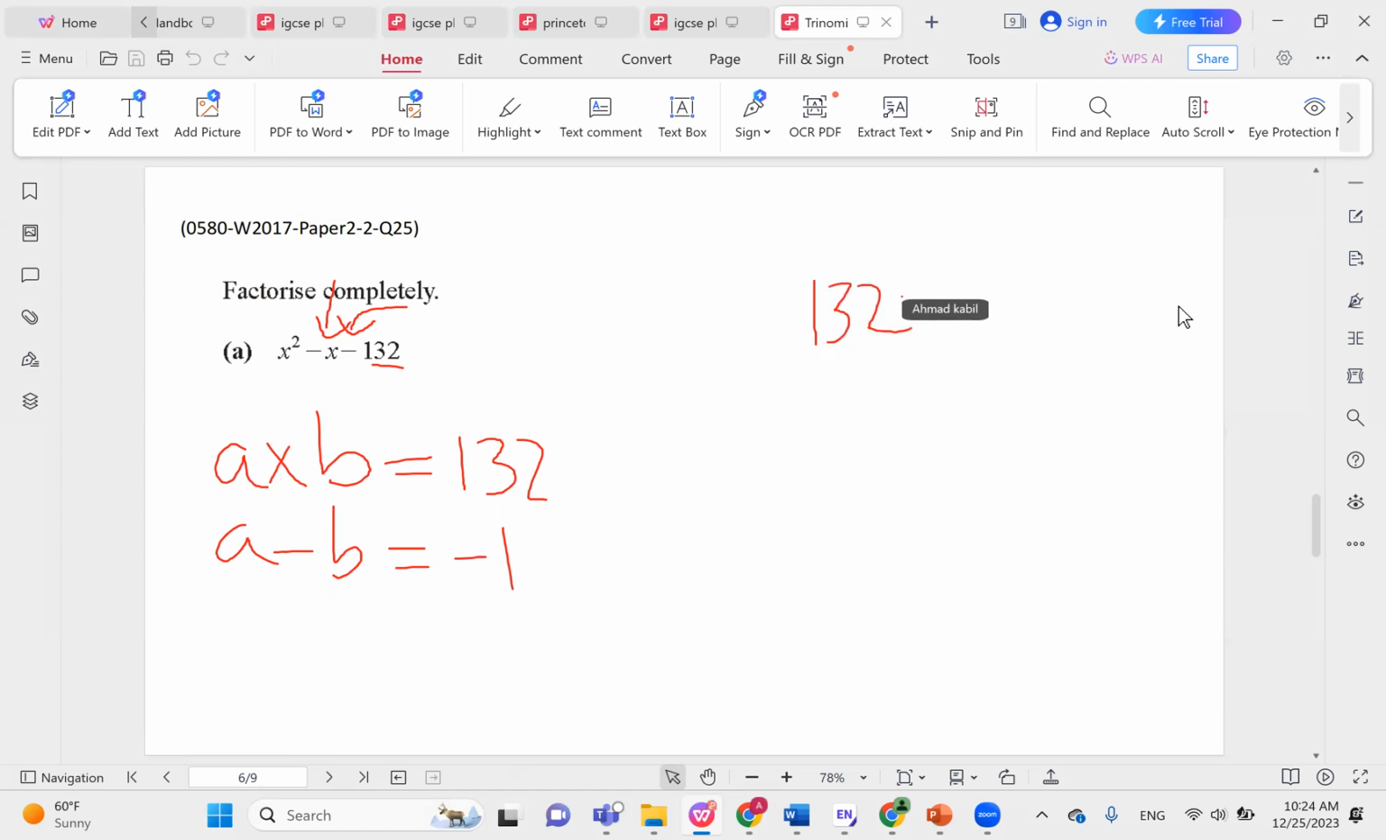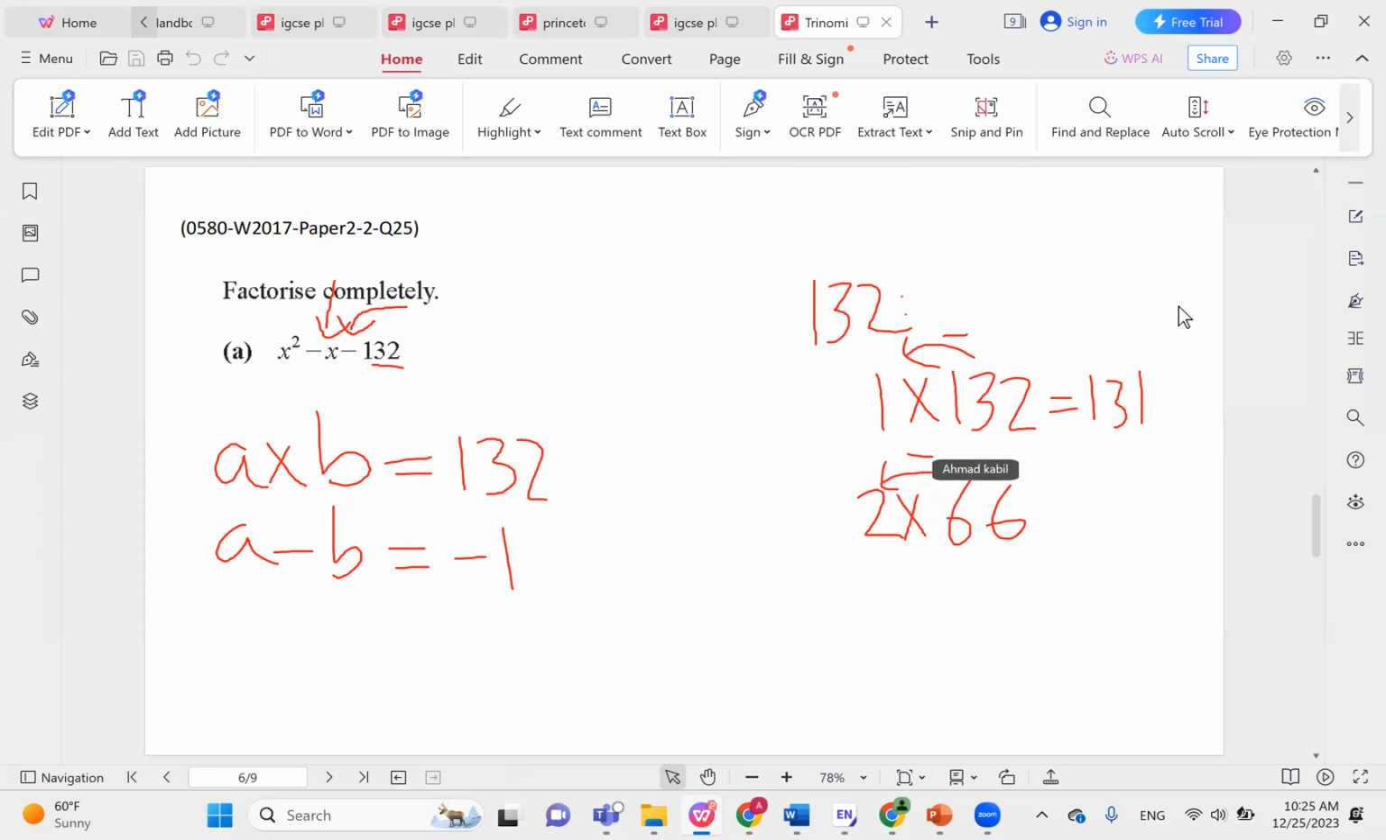So 1 multiplied by 132, but the difference here would be 131. 2 multiplied by 66. You can either do it using your calculator, just 132 divided by 2, that gives you 66. Or you can do long division if you want to do it mentally. But the difference between 66 and 2 is 64, so these do not work out.